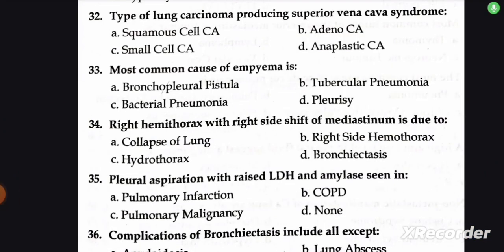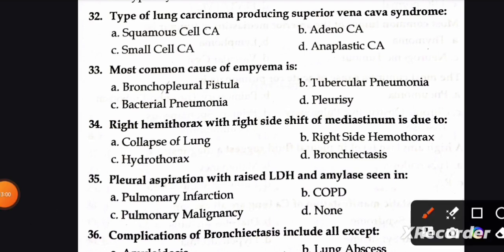Next question is type of lung carcinoma producing superior vena cava syndrome. A squamous cell carcinoma, B adenocarcinoma, C small cell carcinoma and D anaplastic carcinoma. So right option is A, squamous cell carcinoma.